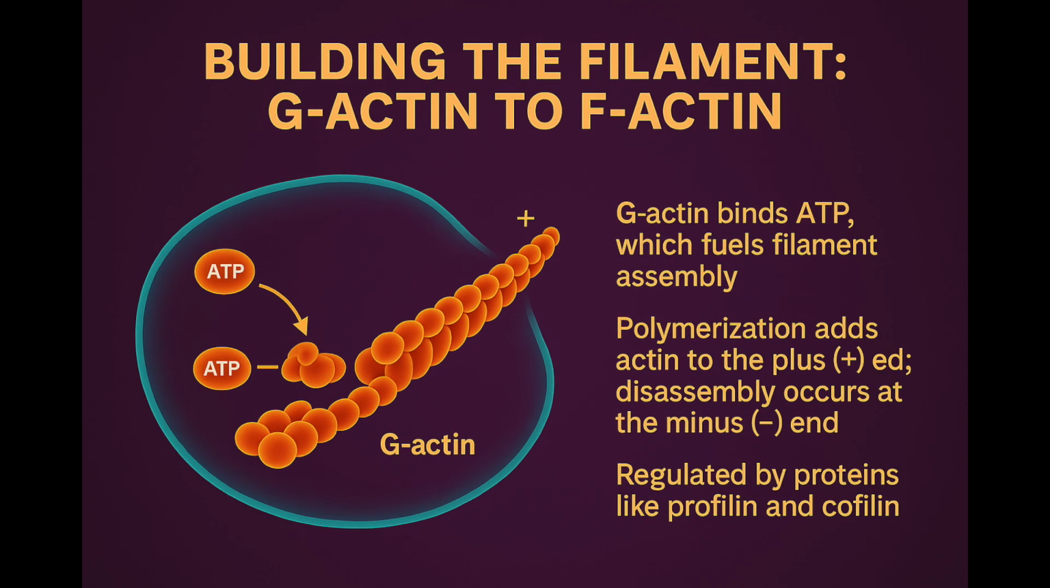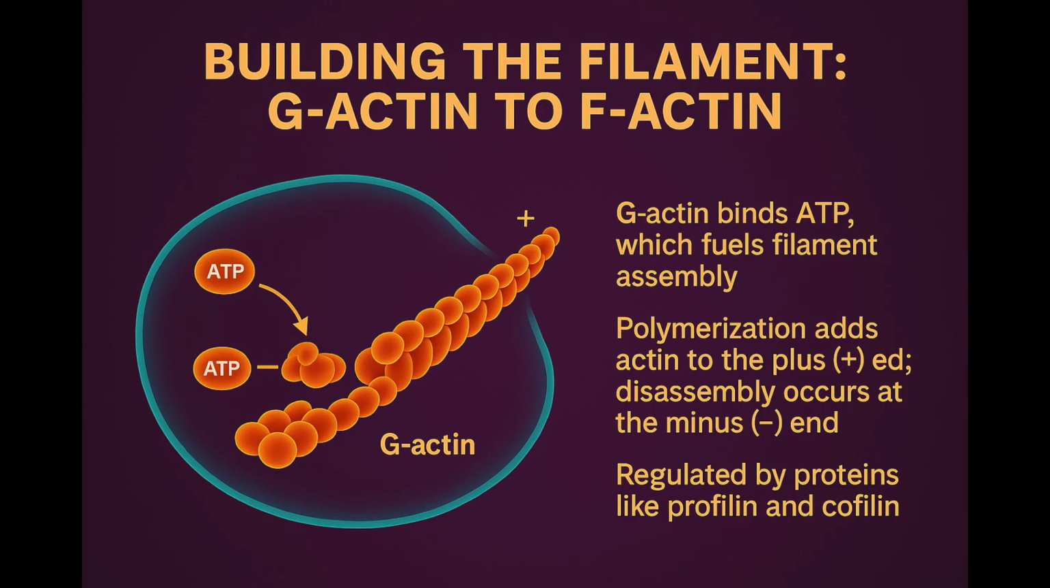To understand the power of actin, we need to zoom in even further, down to the molecular level. Each G-actin monomer carries a molecule of ATP. ATP isn't just fuel, it acts as a biochemical signal that tells actin when to assemble into filaments. When many G-actin monomers come together, they twist into a double-helical polymer called F-actin. This twisting structure gives actin its trademark strength and flexibility. Actin filaments have polarity: a plus end where new actin monomers are added rapidly, and a minus end where disassembly happens more readily.